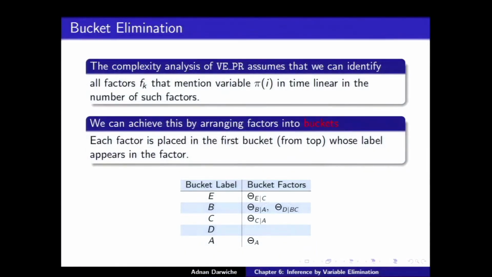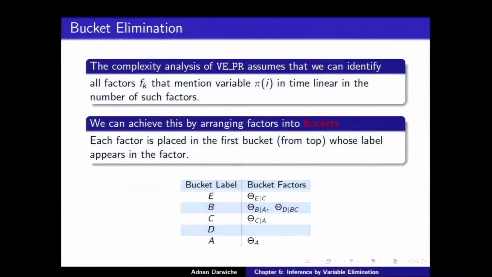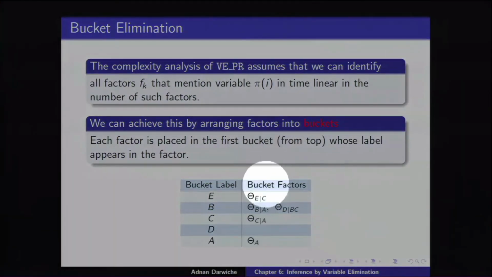Because of this. You pick a factor, let's say this guy, C given A, correct? You start at the top and you go down, and you put it in the first bucket whose label is mentioned in the factor. So what about this guy, C given A? Do I put it in the first bucket? No, because E does not appear. Do I put it in the second one? No. What about C? Yes. I put it here. And so on.